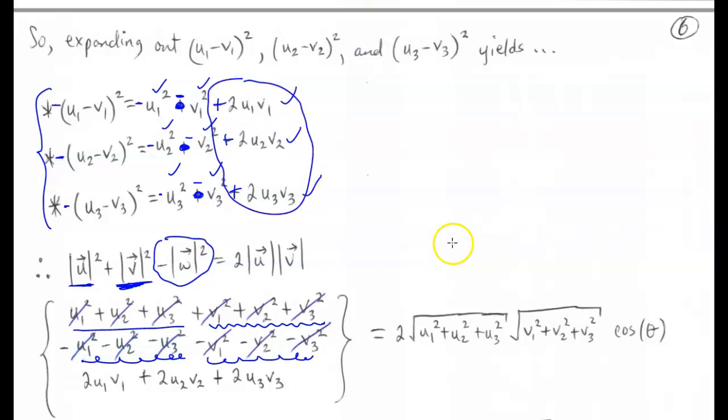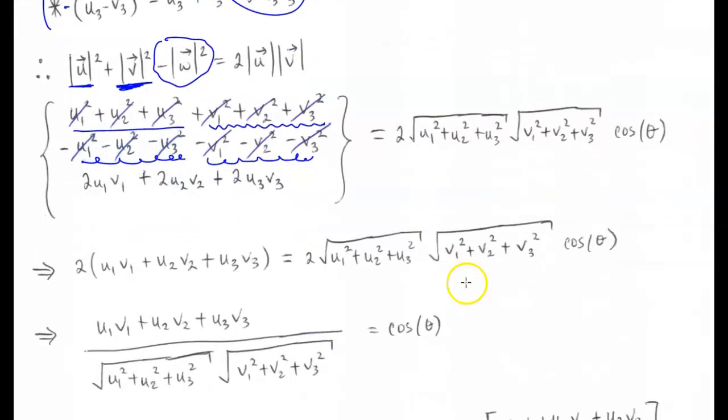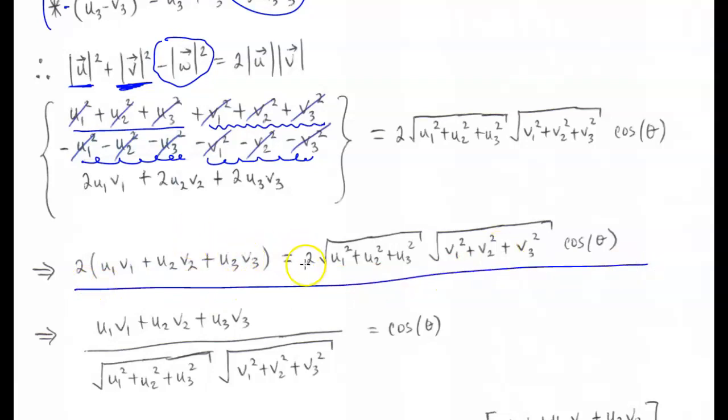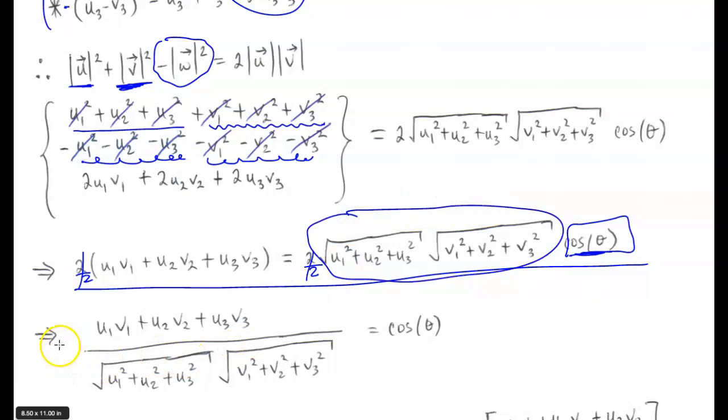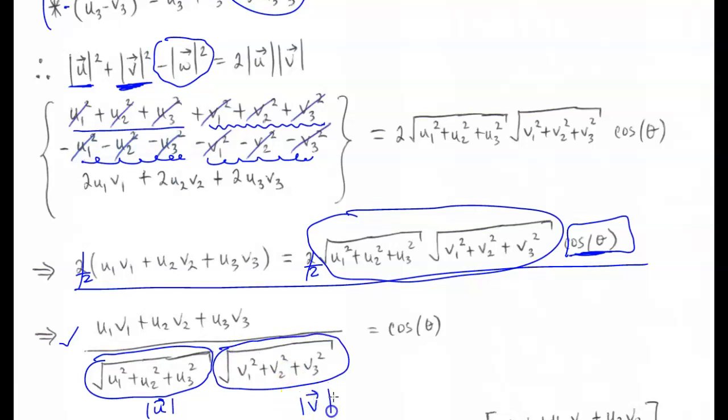From this point, it's just basic simple algebra. We just rewrite what we have left. If I divide both sides by 2, that would reduce to 1. And then if I solve for cosine theta here, I would have to take this quantity and divide it by both sides, and I end up with what I have here. Now, if you recall, what this square root is here is just the magnitude of u, and this square root expression is just the magnitude of v.